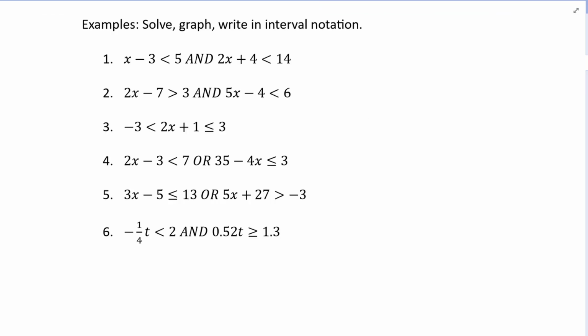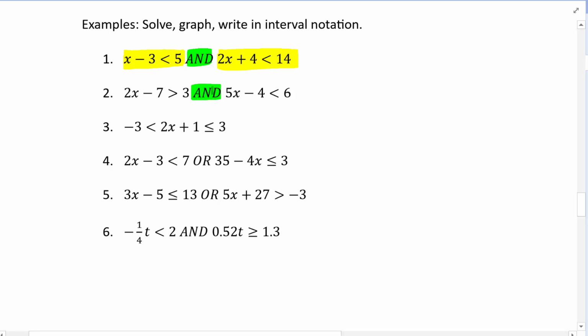Now let's solve a few compound inequalities. So what makes a compound inequality? Well, let's take a look at this example where we have to solve, graph, and write in interval notation. So if we take a look at the first problem, it has x minus 3 less than 5 and 2x plus 4 less than 14, and it's connected with the word and between them. So that makes it compound because it has two inequalities connected with the word and between them.